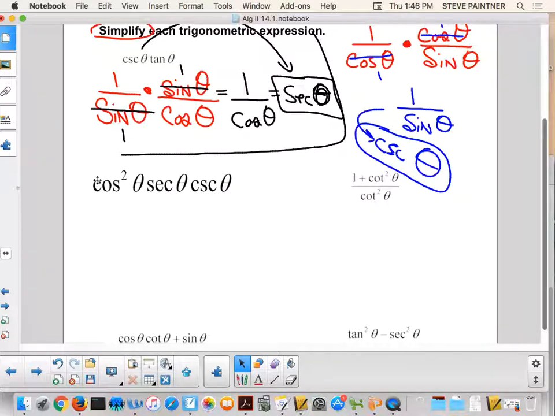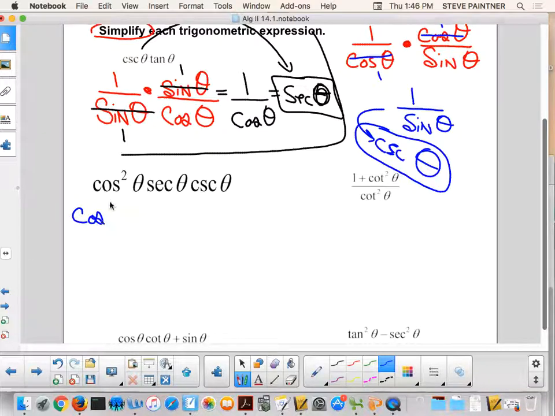Do you like cosine squared? Yep. It's cosine. You should like it, but you know what you guys might not like? Squared. What is cosine squared? What does that mean? Cosine. Yeah, it's cosine times cosine. Maybe you want to write that. Cosine of theta times cosine of theta. Maybe that makes more sense to you. I don't know. You don't have to do that. Next would be times secant. What's that?